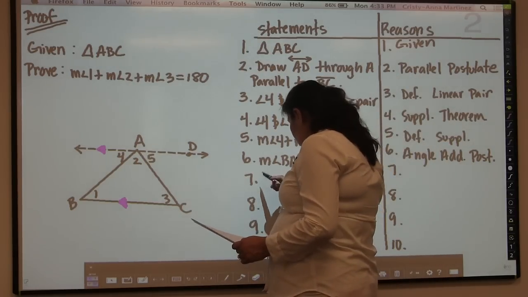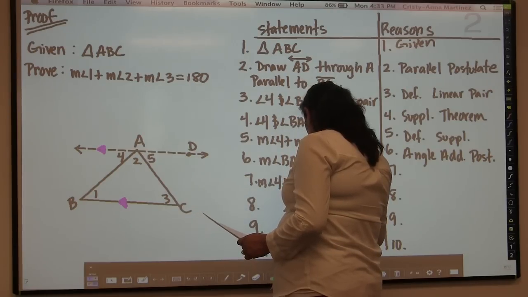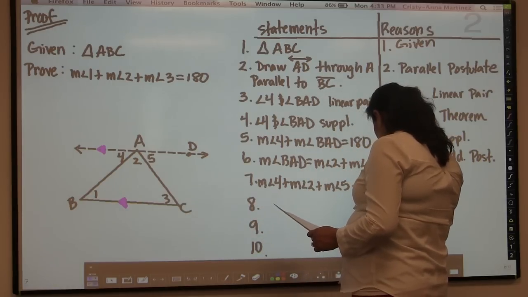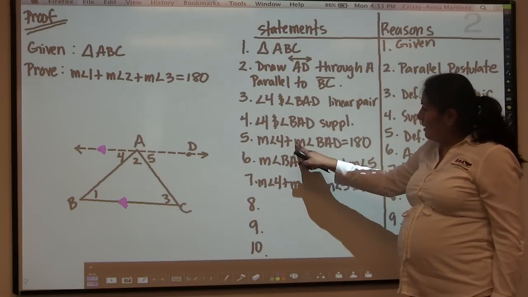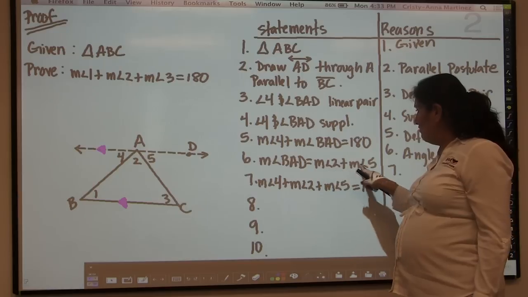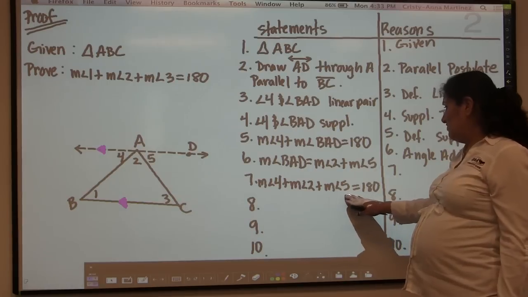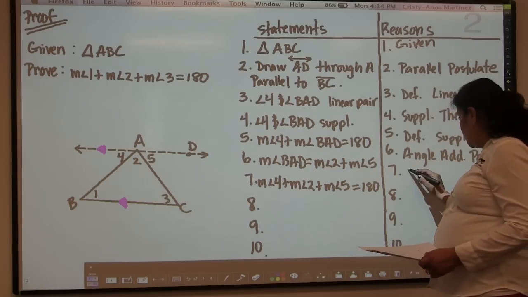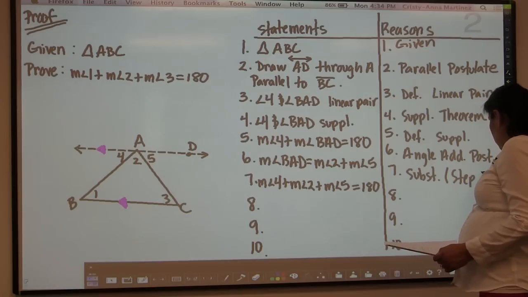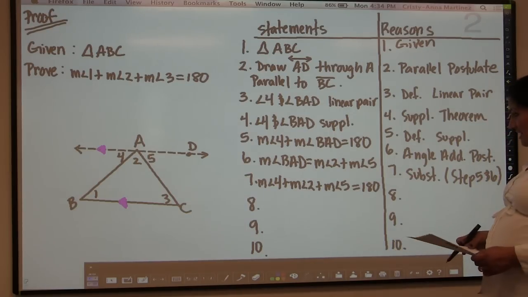So now we're going to get, if I can write small enough here, the measurement of angle 4 plus the measurement of angle 2 plus the measurement of angle 5 equals 180. I was able to squeeze that in. So I took basically step 5, which said 4 plus BAD equals 180, and I replaced BAD with 2 and 5 because that's what it's equivalent to. So now in step 7, I get 4 plus 2 plus 5 equals 180. And again, that was substitution, and that's from step 5 and 6. Put those two steps together and you get step 7.